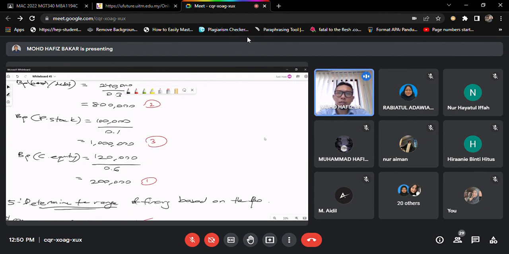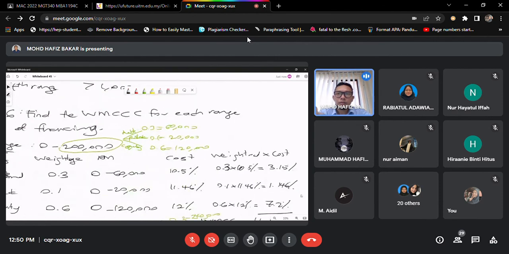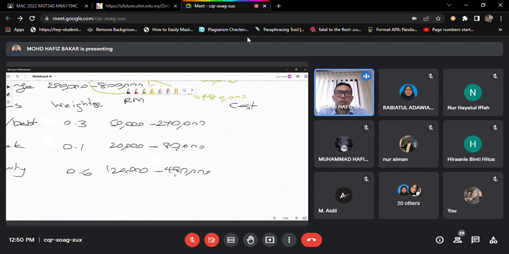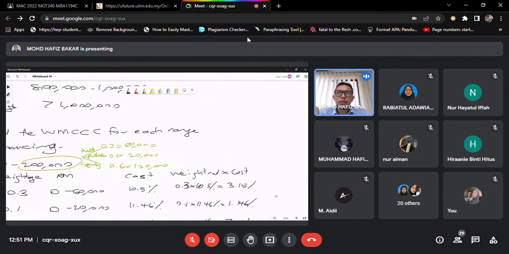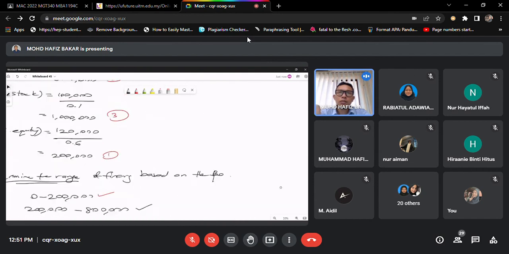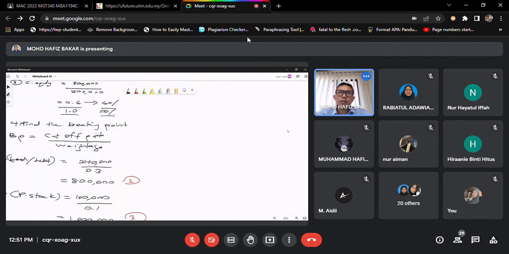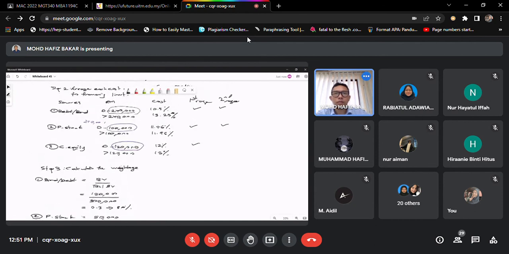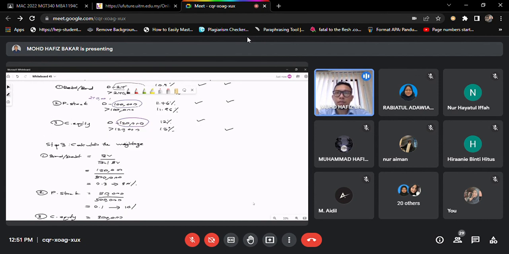And then the third one, which is the common equity. Common equity 120,000 to 480,000. It has passed, it exceeds 120,000, so they will refer to the second cost for common equity. The second cost. Since it exceeds 120 because it is 120 to 480, it belongs to the second cost. So we need to use this cost to calculate the weighted cost later for the second range.